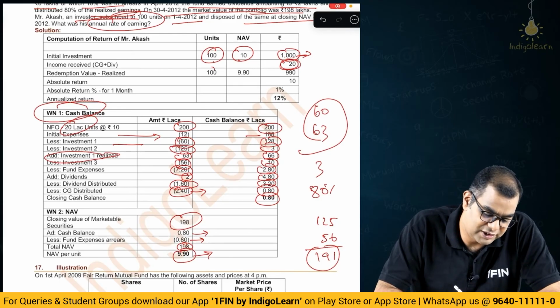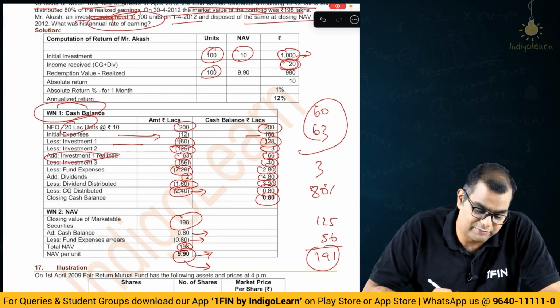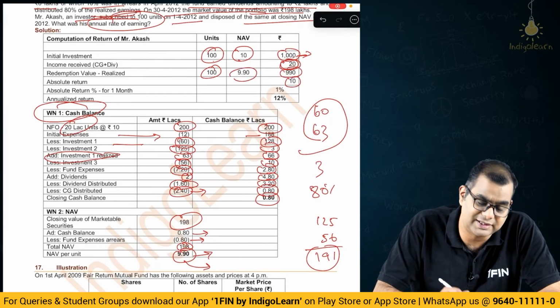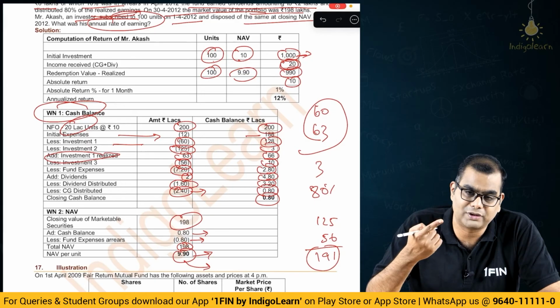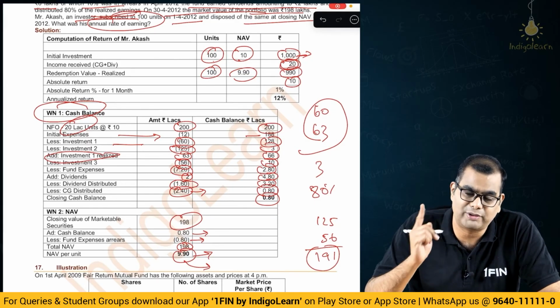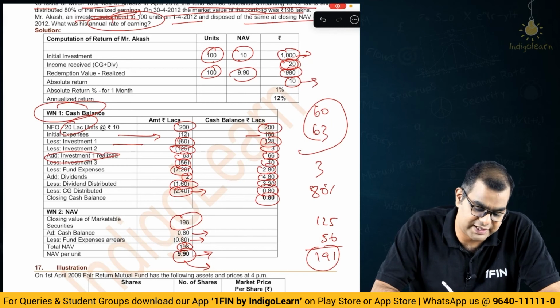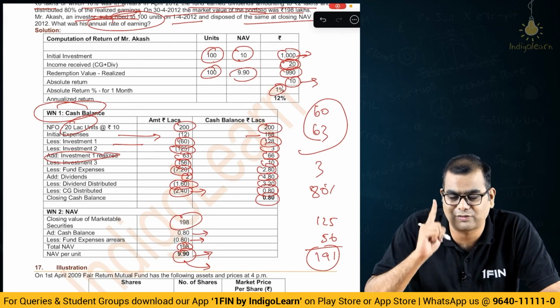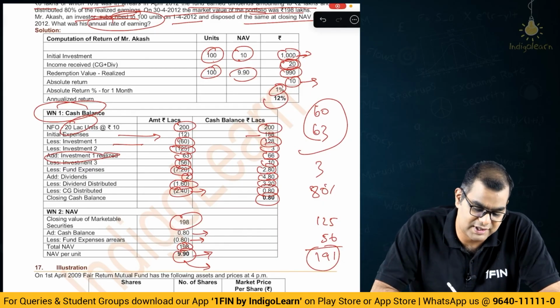Now, what is the redemption value? You sold it off at the end of the month at 9.9. So, 100 into 9.9 is 990. So, the absolute return, that is the return that you made, is closing minus opening: 990 minus 1000 plus 20. So, you will get a return of 10 rupees. 10 rupees on an investment of 1000 rupees. So, you get 1%. 1% is for 1 month, 12% is for 12 months.